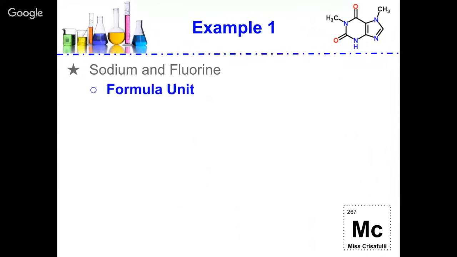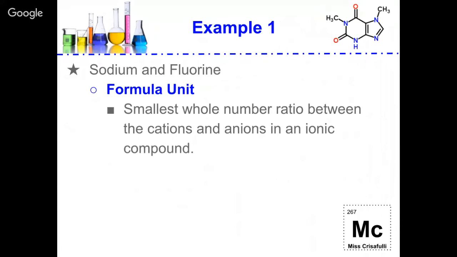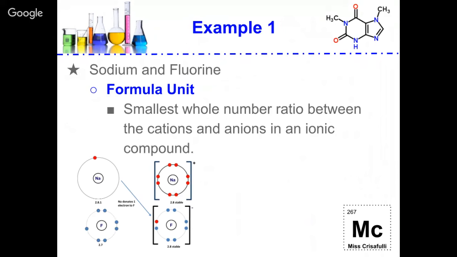Let's look at sodium fluoride. So the formula unit, remember, is going to be the smallest whole number ratio between your cations, positively charged, and anions, negatively charged ions, in the ionic compound. So for sodium fluoride, we are going to transfer 1 electron from sodium to fluorine. So we're going to have Na+ and F-. The charges are equal and they cancel each other and make a neutral compound. So the formula unit for sodium fluoride would be NaF. So that means that we have 1 Na+ ion and 1 F- ion in the ionic bond between sodium and fluorine.